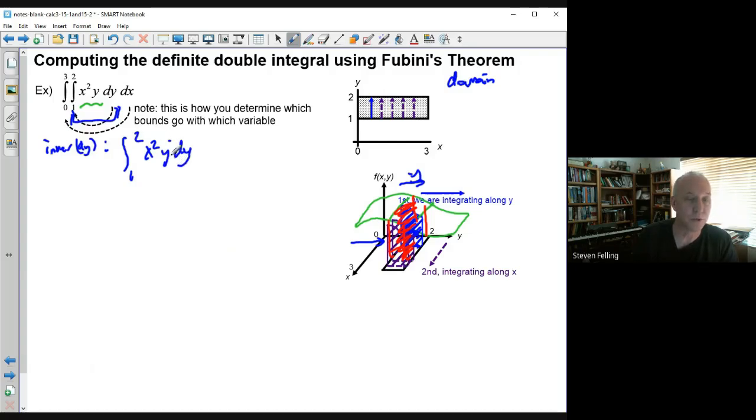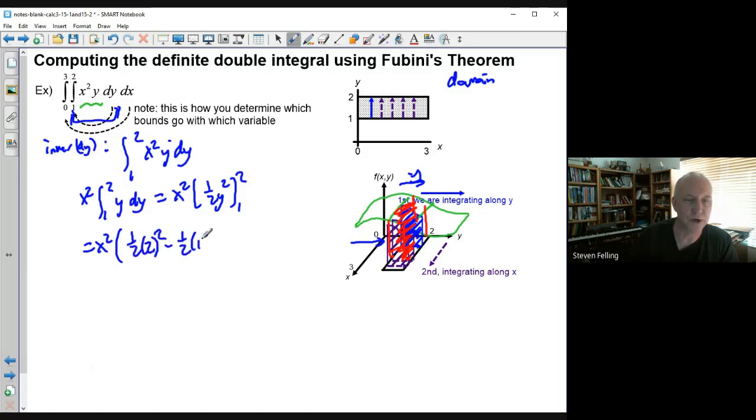While we're doing dy, right, this x squared is a constant, so it comes outside. I'm doing the integral of y. That gives me x squared times 1/2 y squared, from 1 to 2, which gives me, by the fundamental theorem, 1/2 times 2 squared minus 1/2 times 1 squared, which ends up being 3/2 times x squared. So I just do that first without even bothering with the outside. And then I go ahead and write outer dx, and I do that separately.